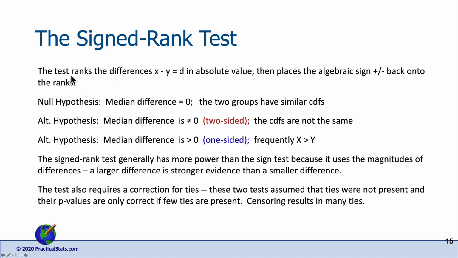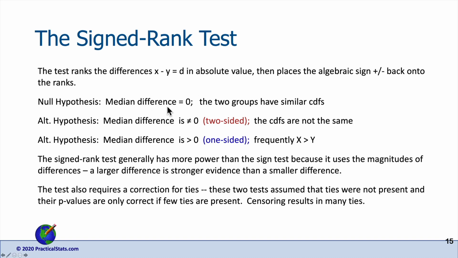So you're going to be computing the differences, x minus y equals d, ranking those from smallest to largest in absolute value, not just by themselves, but in absolute value. So a -5 would have the same rank as a +5 in terms of a difference. So it's the distance out from 0 in either direction. And then after you get those ranks, put a plus or a minus back onto them equal to the sign of the d itself, the difference itself. So these are the signed ranks.